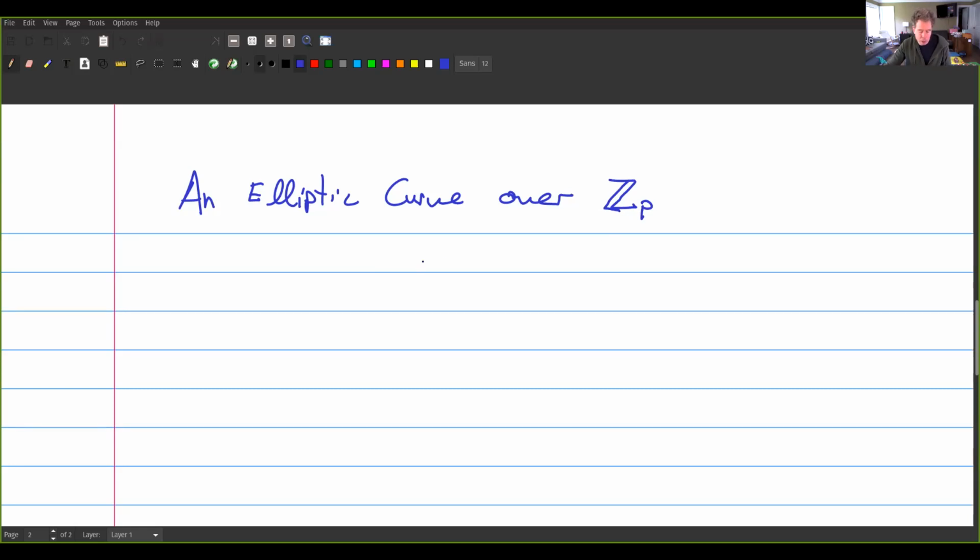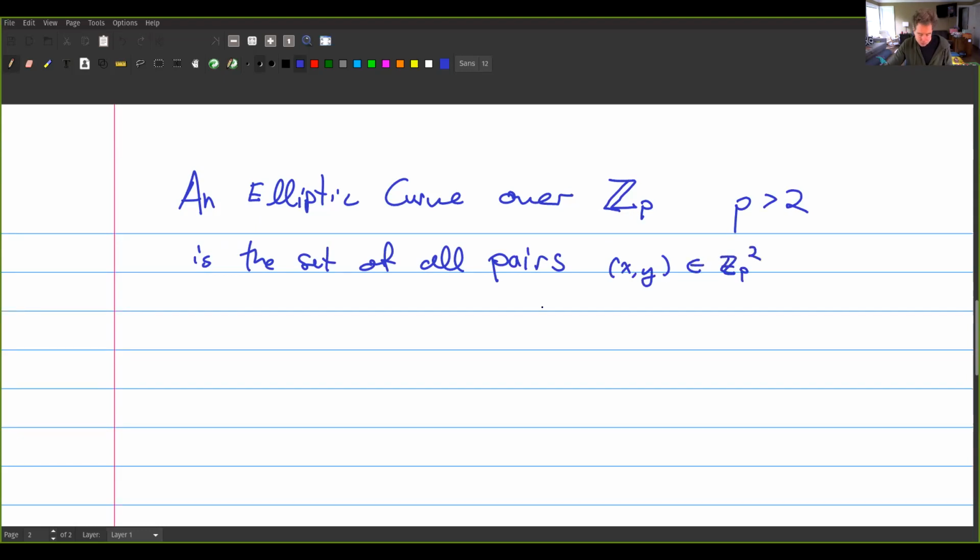So an elliptic curve over Z_p, for p not 2 or 3, is the set of all pairs (x, y) in Z_p squared which satisfy the equation y squared is congruent to x cubed plus ax plus b mod p.